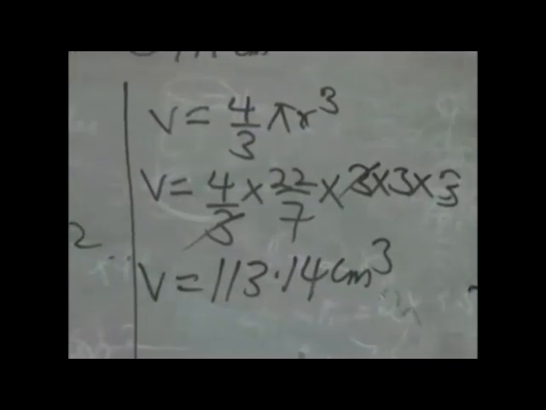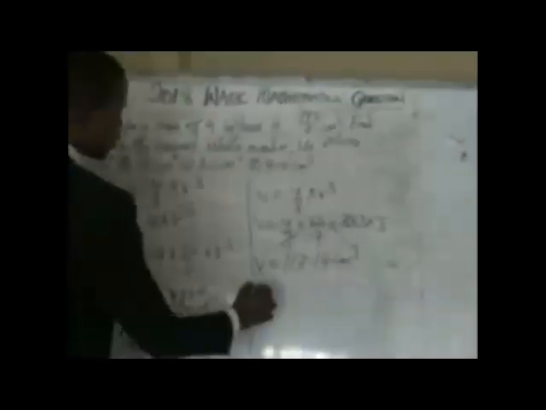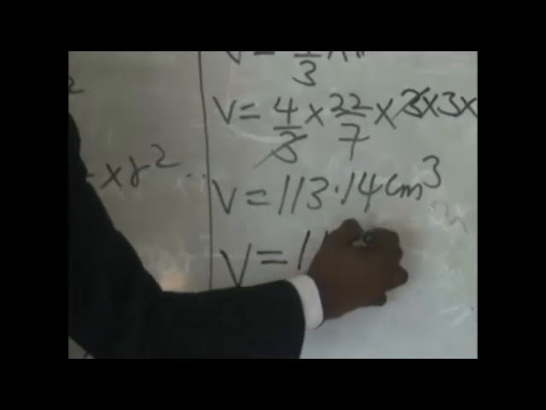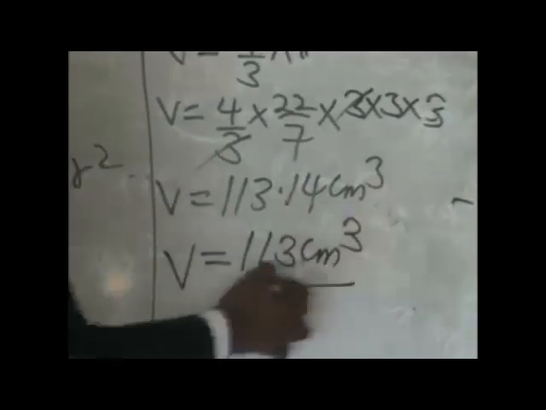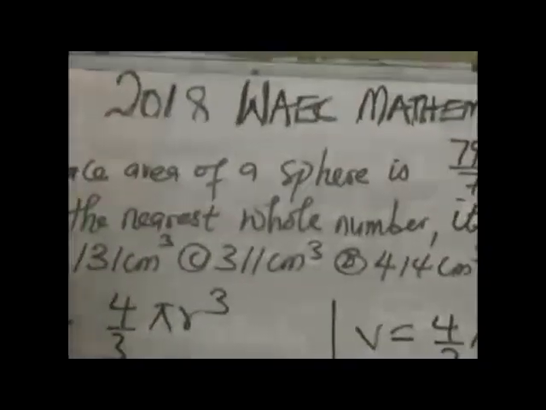So we are asked to leave our answer correct to the nearest whole number. So leaving this answer correct to the nearest whole number becomes V, volume, equal to 113 cubic centimeters. This becomes the volume of the sphere. And our correct option is option A. Are you getting it, class?